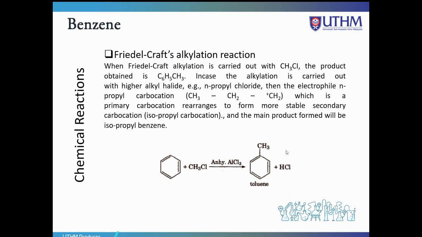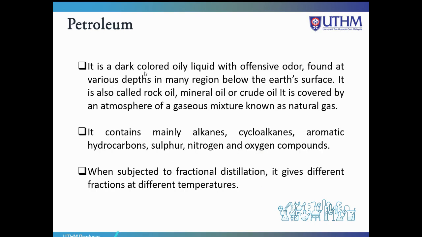Chemical reaction of benzene. Benzene undergoes Friedel-Crafts alkylation reaction. When Friedel-Crafts alkylation is carried out with CH3Cl, the product obtained is C6H5CH3, which is also known as toluene. In case the alkylation is carried out with a higher alkyl halide, for example propyl chloride, then the electrophile n-propyl carbocation, which is a primary carbocation, rearranges to form the more stable secondary carbocation, which is isopropyl carbocation, and the main product formed will be isopropyl benzene. You can see here benzene reacts with CH3Cl to produce toluene, and the byproduct produced is hydrochloric acid.